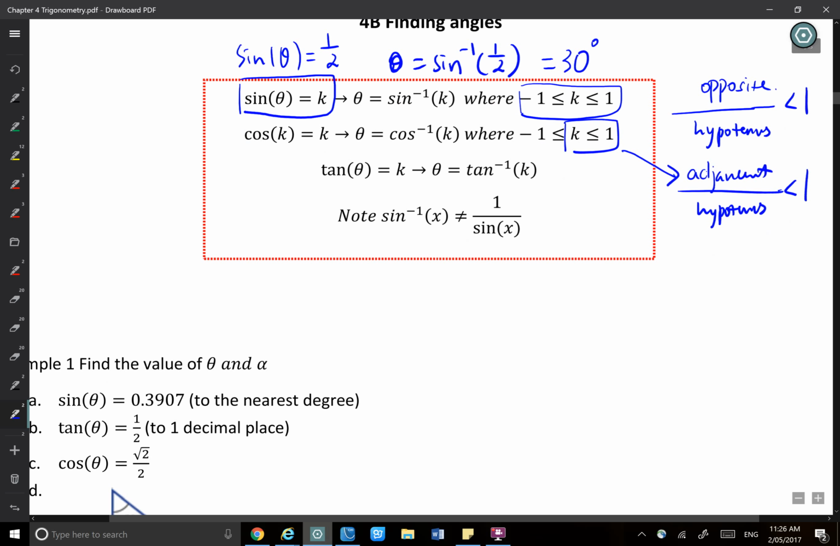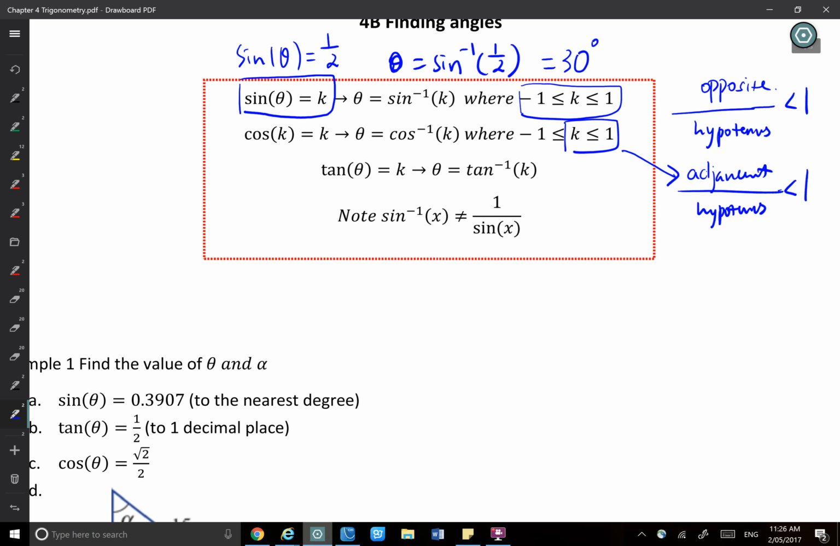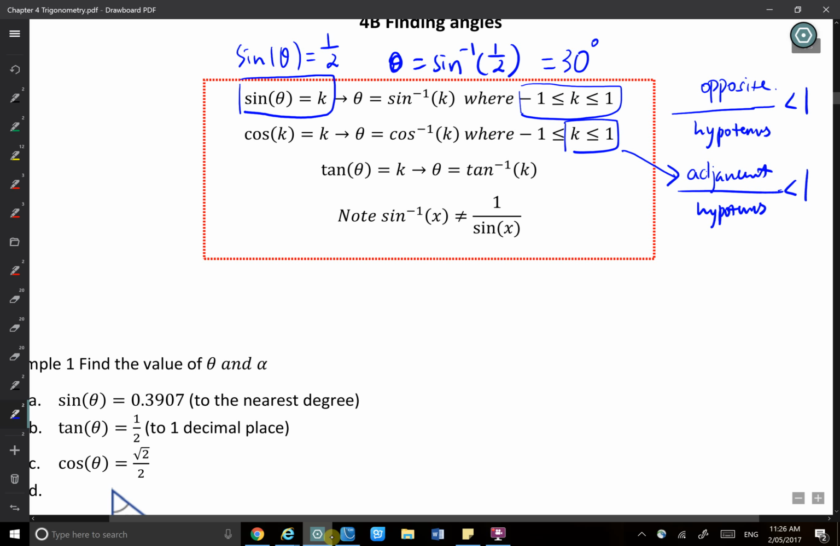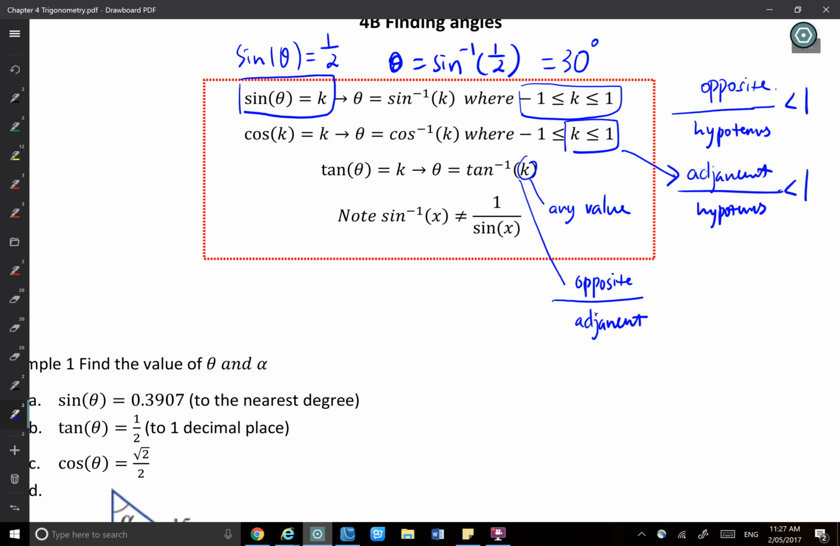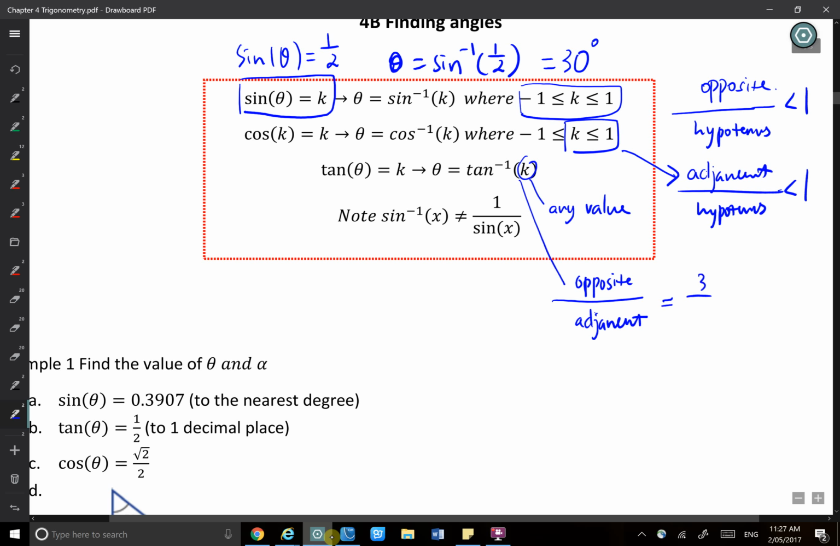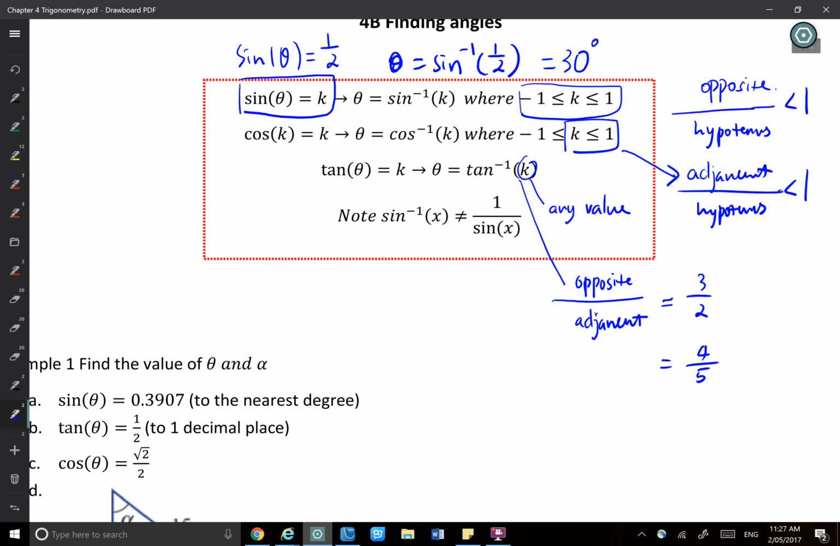Okay, and for tangent, tangent theta equals k, then theta equals tangent inverse of k. That k can be any value. Why can that k be any value? Because tangent will give you opposite over adjacent. Opposite can be any number. Adjacent can be any number. It can be larger than 1, can be smaller than 1. It can be any value you like. So it can be 3 over 2, adjacent is 2, opposite is 3, or it can also be 4 on 5, where opposite is less than the adjacent. So it's not necessarily less than 1. It can be greater than 1, can be less than 1. It doesn't matter.